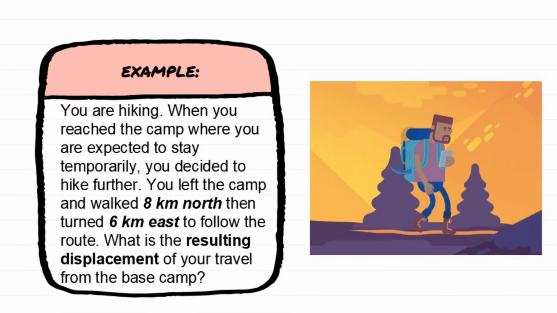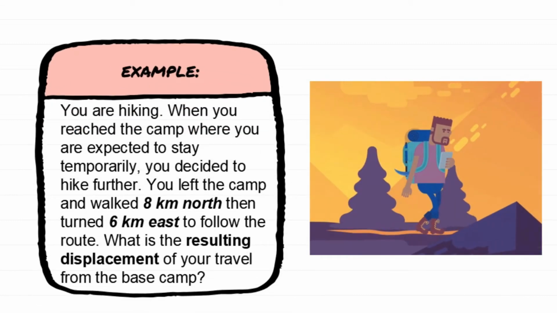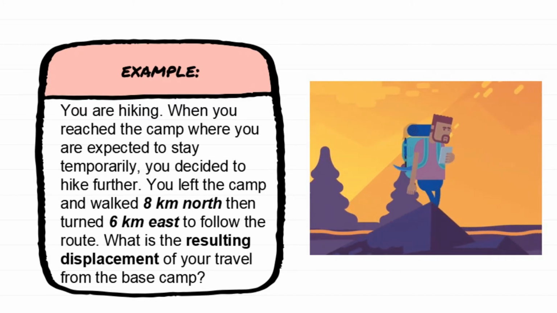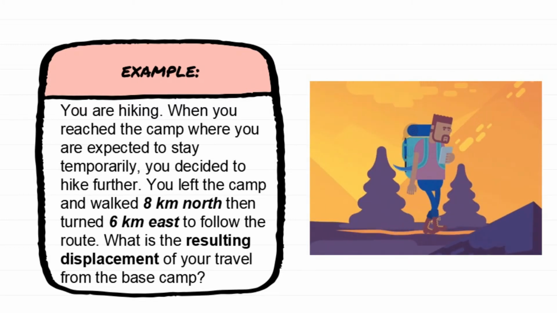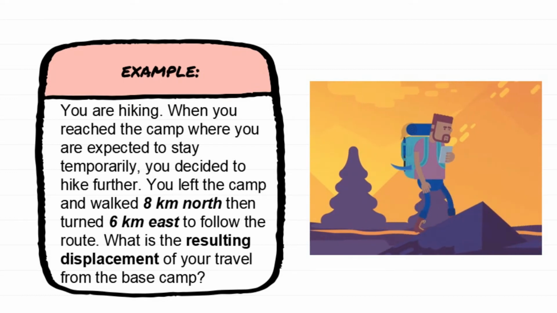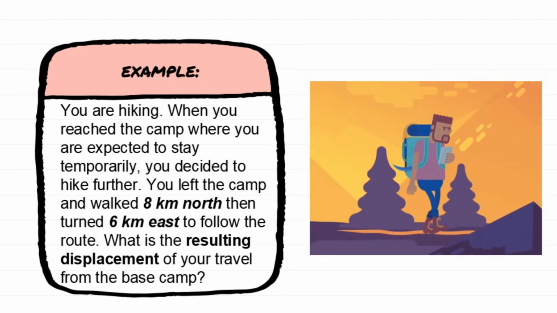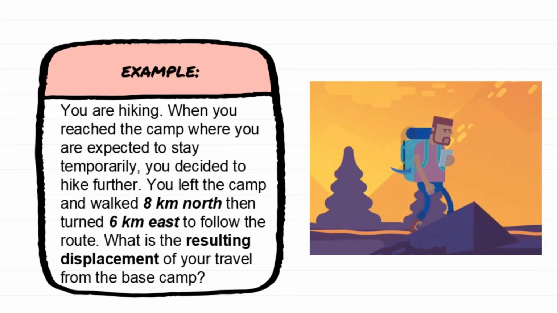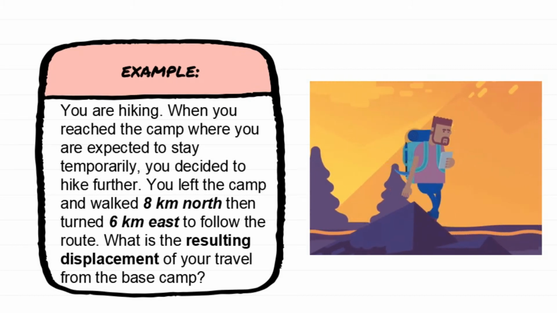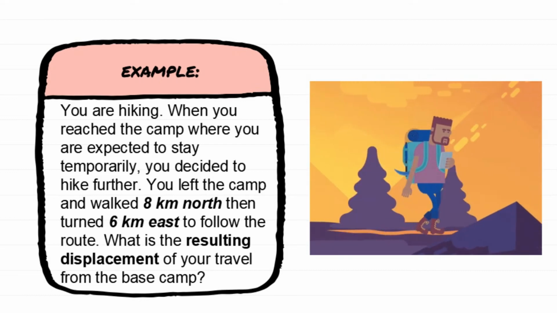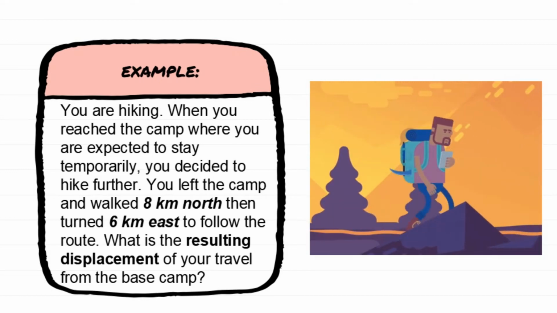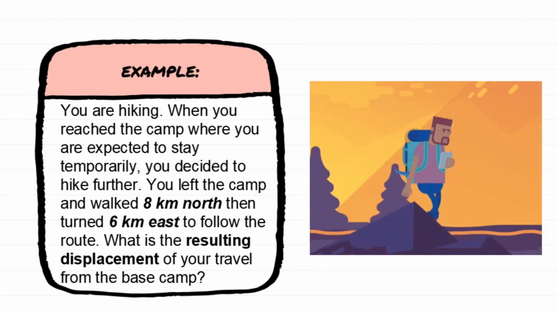So to try the Pythagorean method, let's try applying it in a problem. For example, you are hiking. When you reach the camp where you're expected to stay temporarily, you decide to hike further. You left the camp and walked 8 kilometers north, then turned 6 kilometers east to follow the route. What is the resulting displacement over your travel from the base camp?